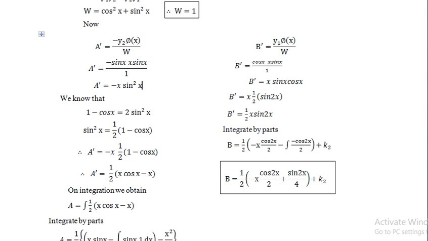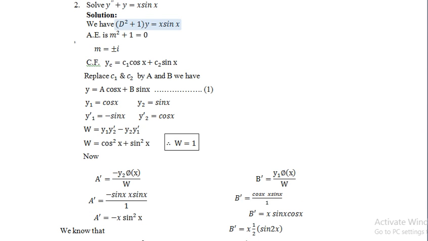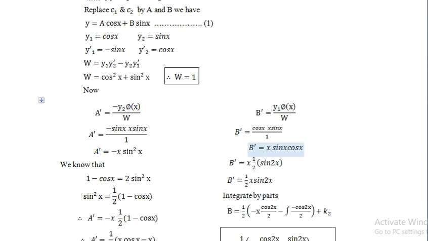Now we will calculate the b value. So b dash is y1 phi of x by w, and our y1 value is cos x. Cos x into phi of x is x sin x, then whole divided by 1. So x into sin x into sin x. So if you multiply and divide by 2, 2 sin x cos x is sin 2x, whole divided by 2. So adjusting the term, multiply by 2 and divide by 2, we get 1 by 2 x sin 2x.